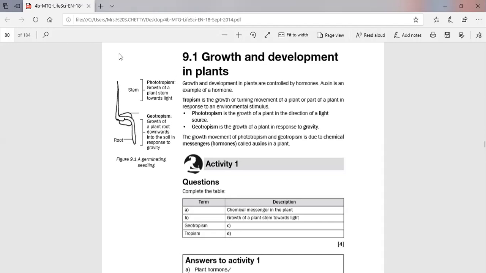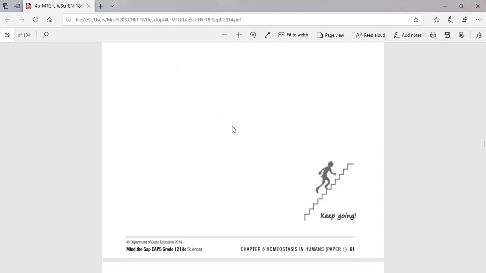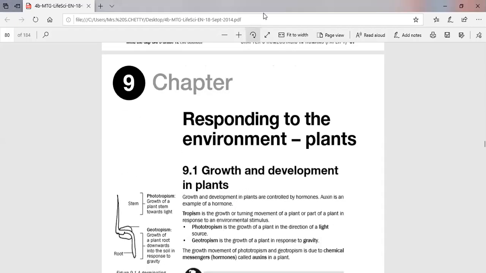In this case, the two stimuli that we're looking at when it comes to auxins, the two stimuli are light and gravity. So we do know that stems grow towards light and roots grow towards the ground. Are you with me? Once again, stems grow towards light, roots grow away from the light, and they grow towards ground. So a general term for the growth of a part of a plant or the turning movement of a part of a plant is called tropism.